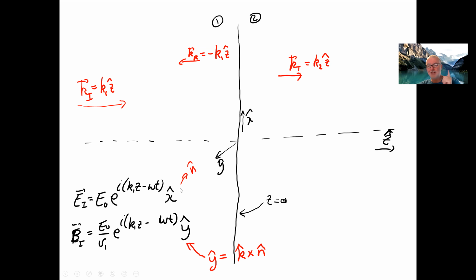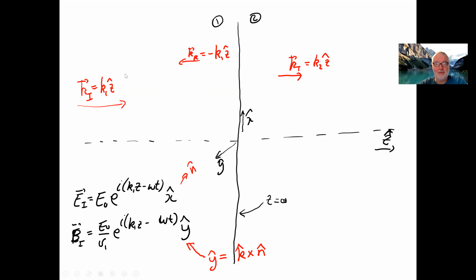So I'm saying it's polarized in the x hat direction. So it's a linearly polarized wave. And then if that is the incident wave, then the incident magnetic field is equal to E naught over V1 e to the i(K1 z minus omega t) times y hat. And again, y hat is k hat cross n hat, where n hat is the polarization vector of this incident electric field, the electric part of the electromagnetic wave. Okay, so that's the incident wave.